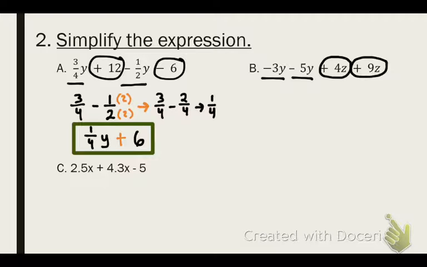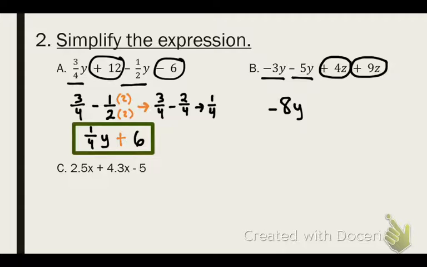As we look at problem B, we want to focus on the y family first because it came first. Negative 3y minus 5y. Same sign or different sign? Same sign. Add the numbers, keep the sign. What do you get? Negative 8y. If this is not what you got, please erase it in your notes and fix it.